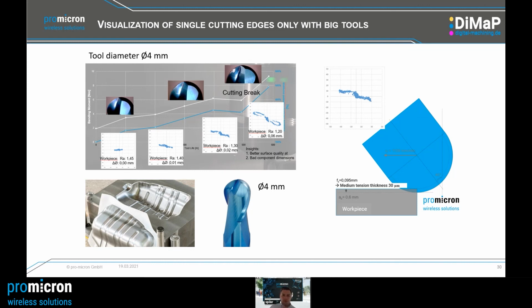The goal is not to monitor tool wear, it's to monitor the dimension of the part in this die and mold area. And we could see that suddenly the bending moment was decreasing, and that's an effect we can detect. We can even see it on each cutting edge, and that's why it's a perfect tool to monitor it.